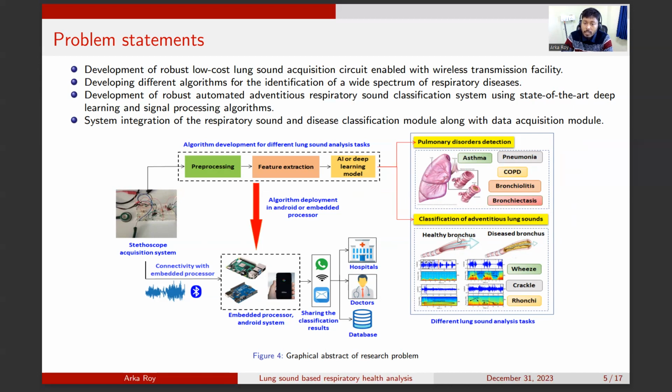Upon developing these algorithms, we'll deploy them into an embedded processor or Android system, which will be connected with the stethoscope wirelessly, through which we can transfer the data. All the computations will happen over there, and you can see the classification results. After that, we can even send it to hospitals and doctors, and we can also store it to create a database of our own, which can be used for future research.